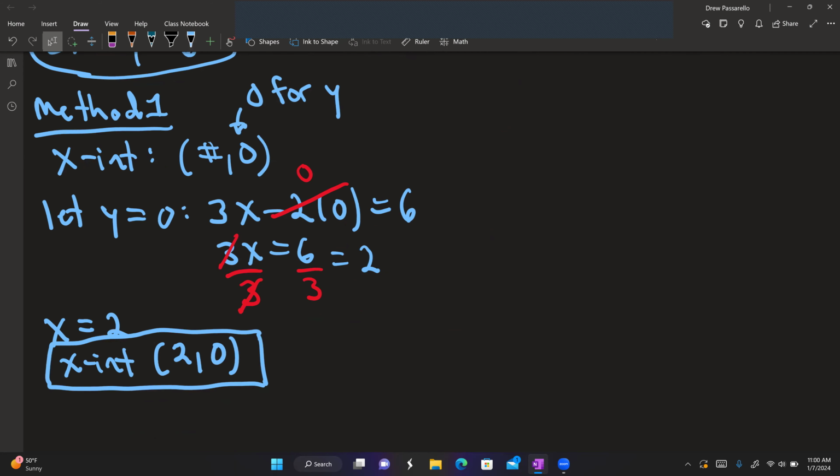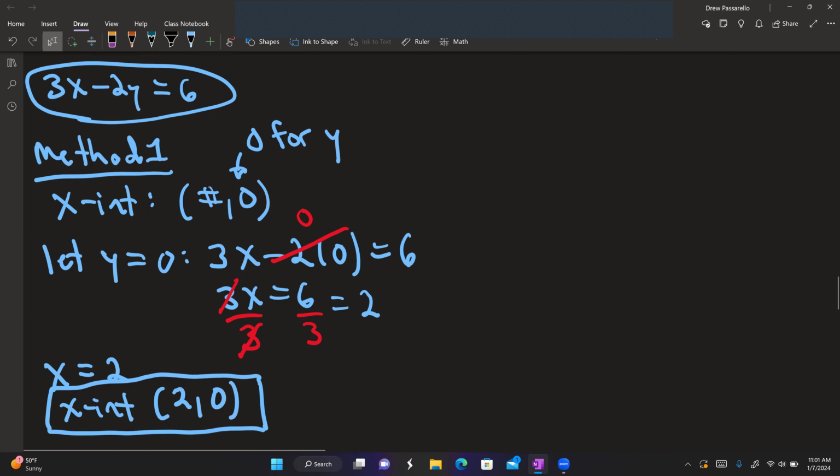All right, so far I've done this for method 1. I found the x-intercept and I let y equal to 0 to do that because the x-intercept has 0 for its y coordinate. So plugging in 0 for y changes the equation 3x minus 2y equal to 6 into 3x minus 2 times 0 equal to 6. And the minus 2 times 0 is 0, so it goes away. And you're left with 3x equal to 6. And then I had to solve for x by dividing by 3. And 6 divided by 3 is 2.